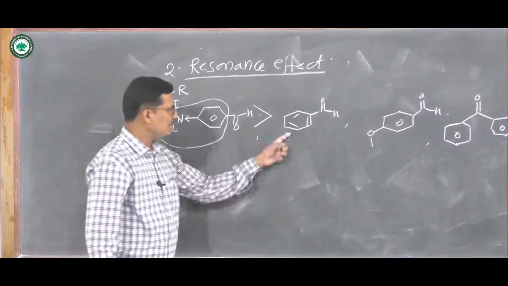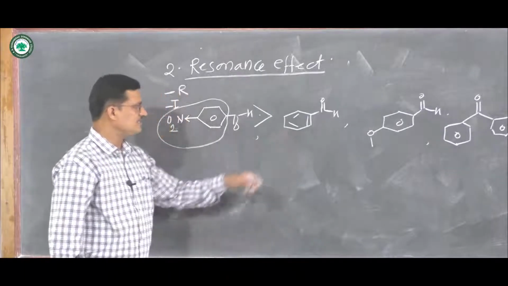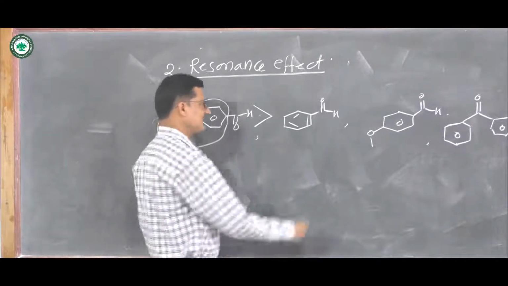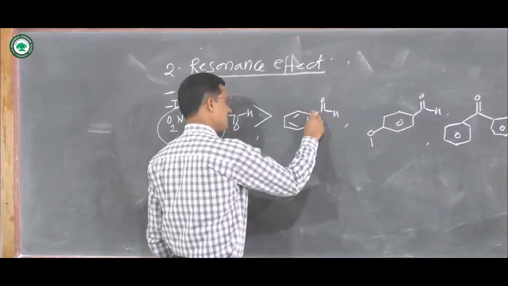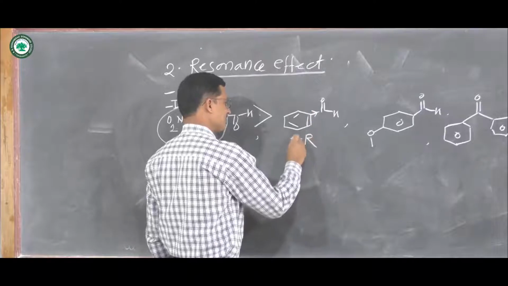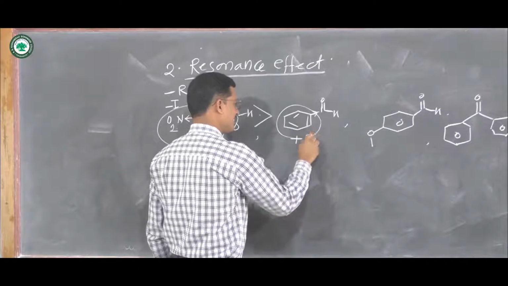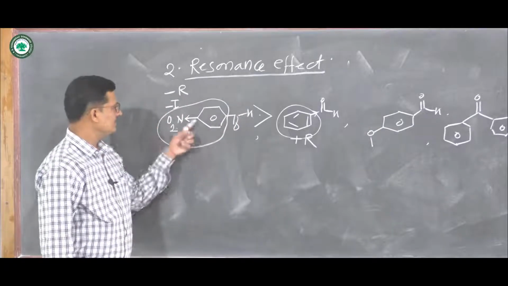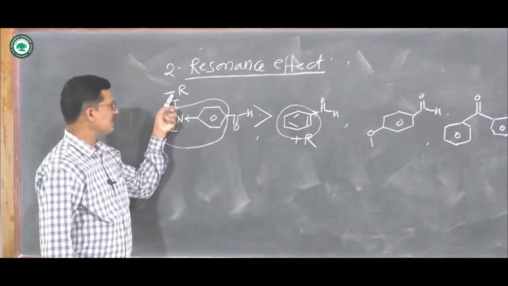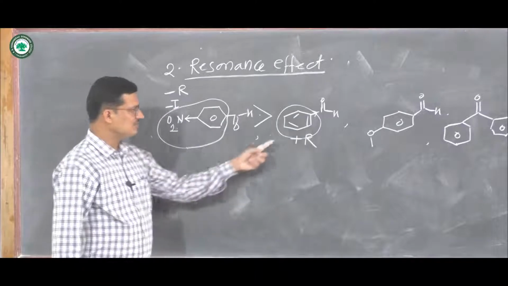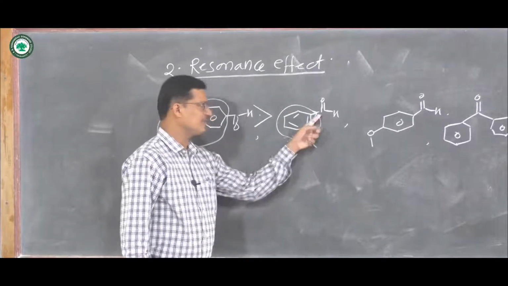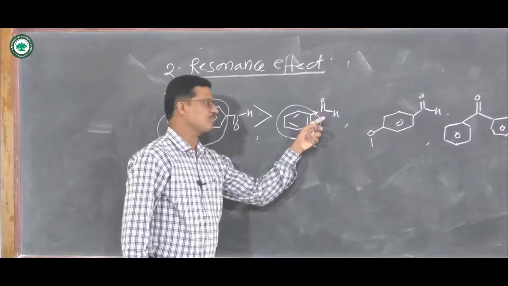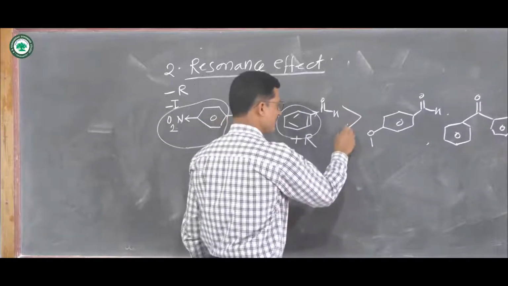Then what happens here? This is an aromatic ring system, and it gives plus R. This aromatic ring system donates electrons to the carbonyl carbon. Here the nitro group acts as minus I as well as minus R, but this ring system gives plus R. So ultimately the reactivity of that carbonyl carbon is decreased. So this is the second one.